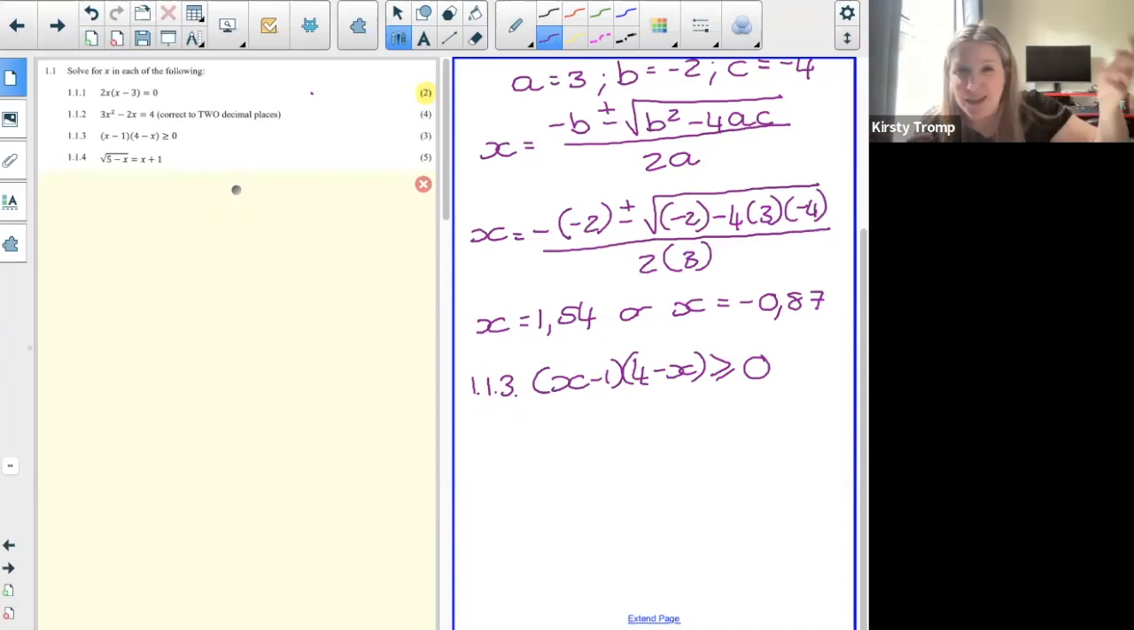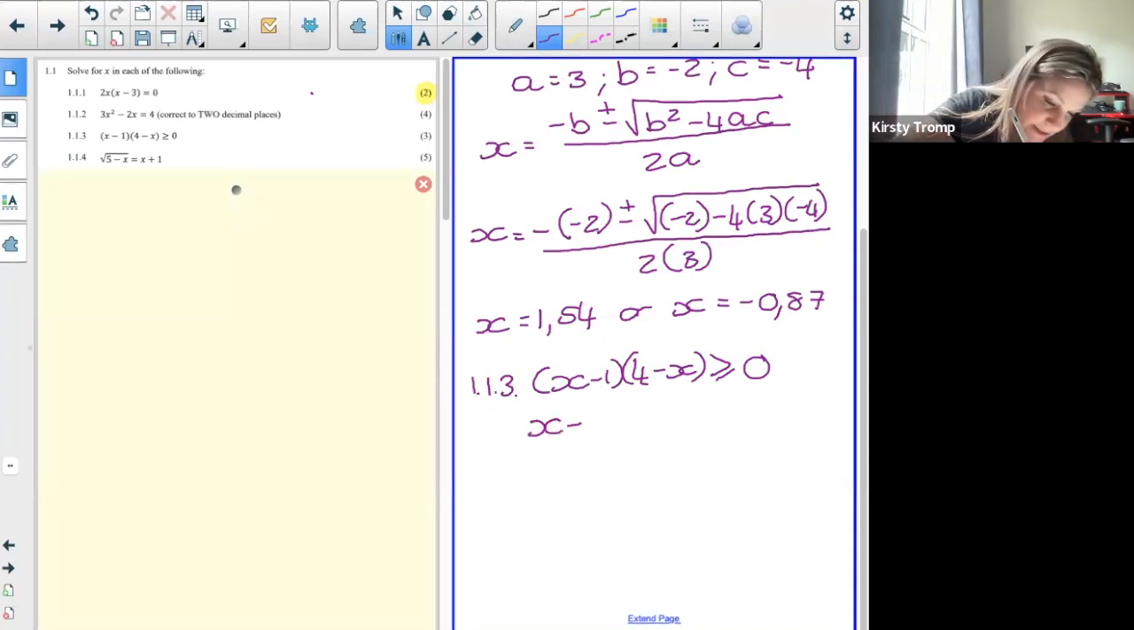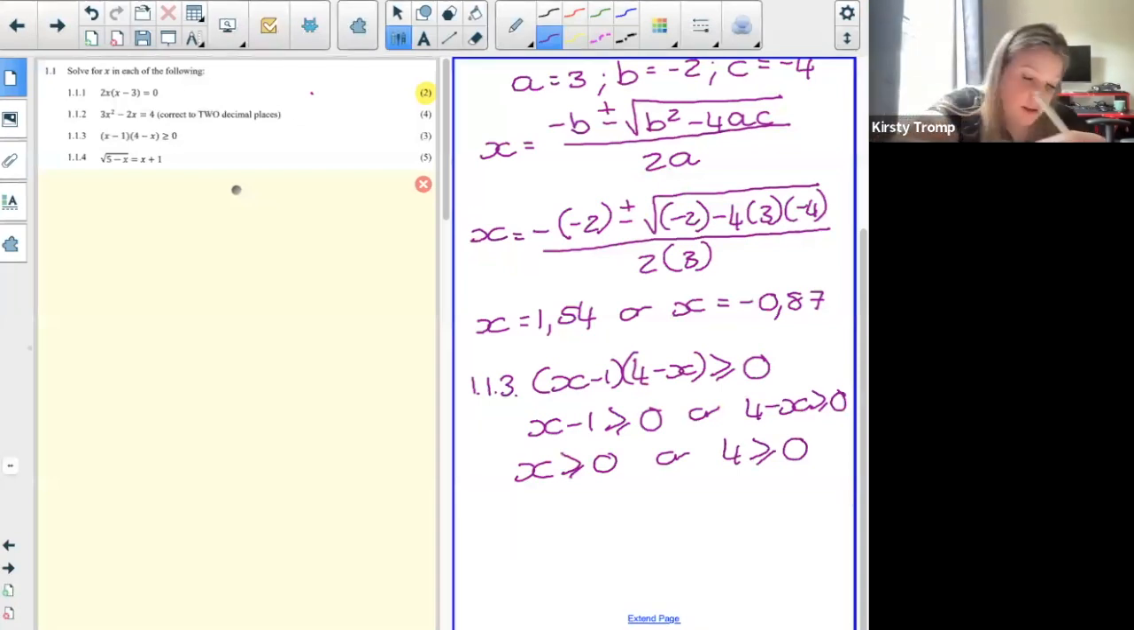So it would actually be a parabola. If you take that out of the brackets and expand it all and all the rest of it, you would actually get a parabola here. When you expand that sum, it would be a parabola. So if we're looking at this, we're going to get x minus 1 greater than or equal to 0, or 4 minus x greater than or equal to 0. So x must be greater than or equal to 0, or 4 must be greater than or equal to 0. Oh, sorry, what am I saying?